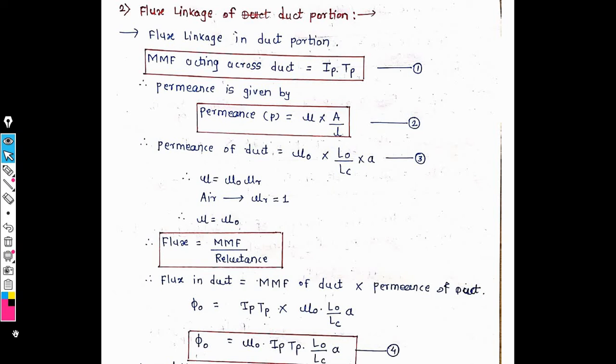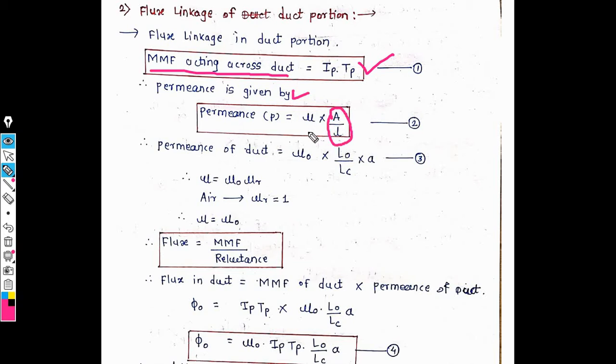This is the second expression for flux linkage occurring in the duct portion. First, find the MMF acting across the duct, that is IP into TP. Then the same formula for permeance: P is equal to mu into A upon L. Then put the values of A and L.